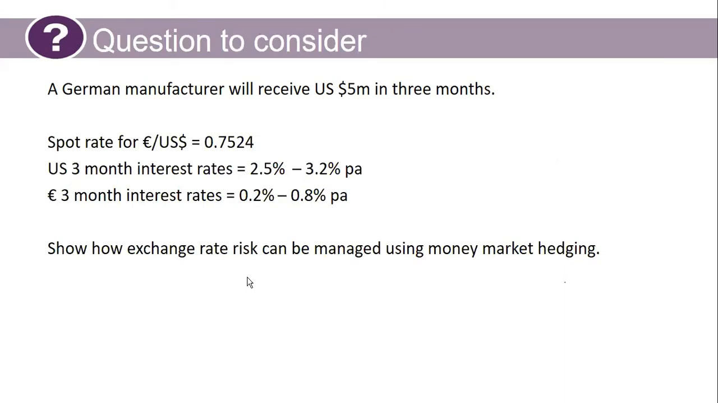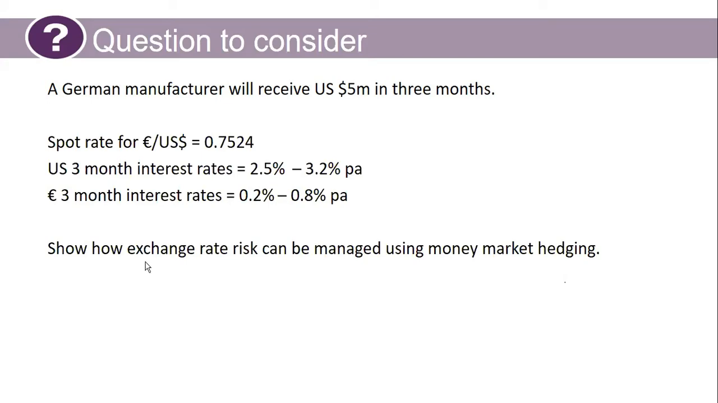Okay, so this is a question. A German manufacturer will receive $5 million in 3 months. Spot rate for euro to US dollar is 0.7524. US 3 months interest rates are 2.5% to 3.2% per annum. So if I take a loan from the bank, this is what I have to pay. And euro 3 month interest rate is 0.2%, because the money which I will take loan from the bank in terms of dollars, I will convert it to euros and I put it into the bank. So I'm going to earn this interest rate and I'm going to pay this interest rate.